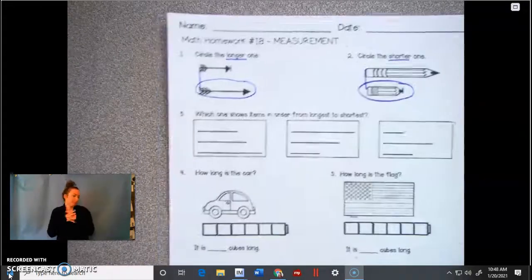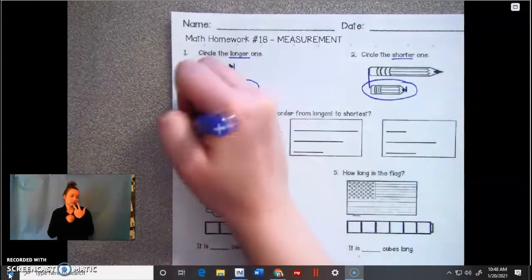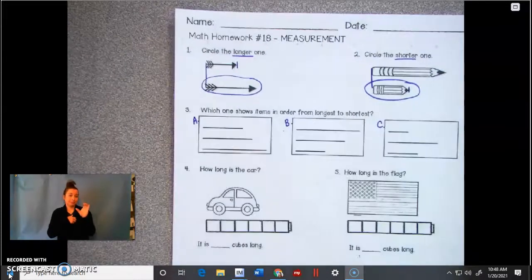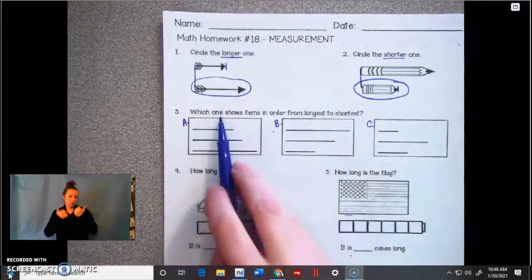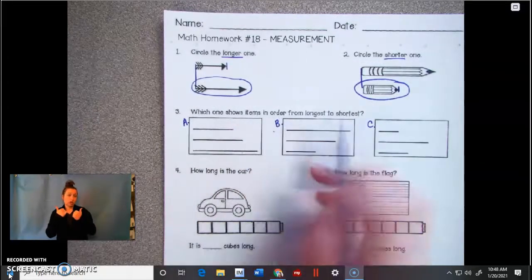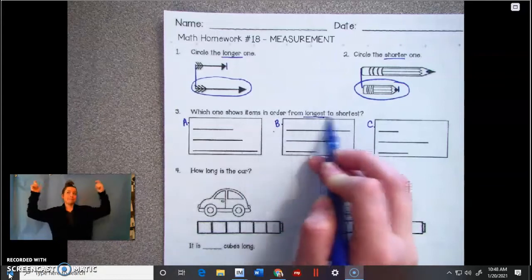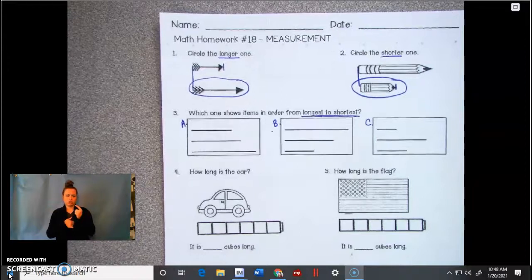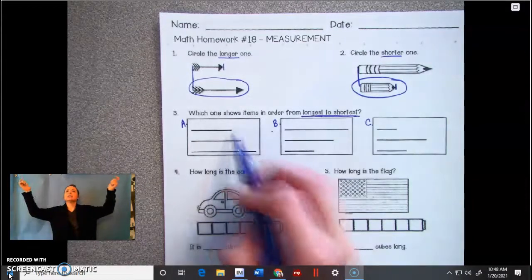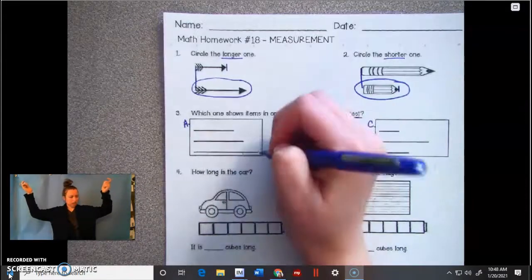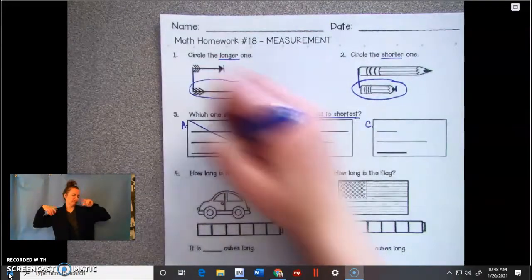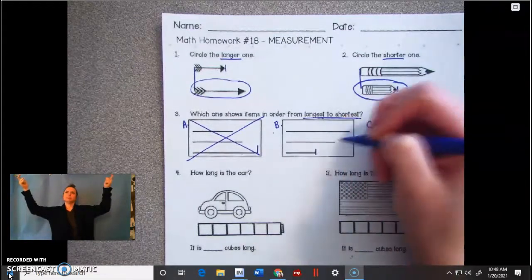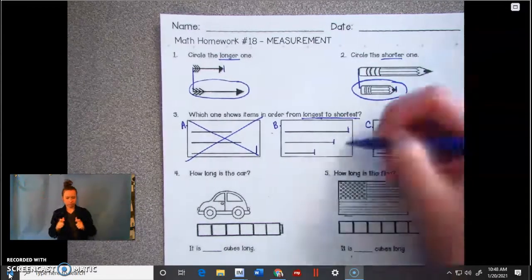All right. Let's look at number 3. These are our choices. We have A, B, and C. So let's look. Which one shows items in order from longest to shortest? So which one should be first? Longest. So let's see. Does this one have the longest one first? No. So I'm going to put an X on it. What about this one? That one stops. Then that one. So maybe.